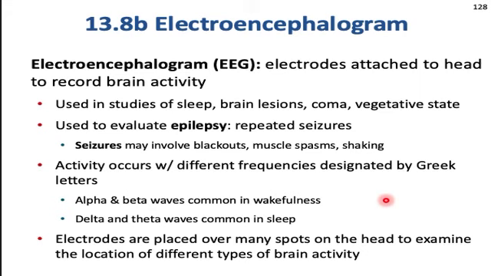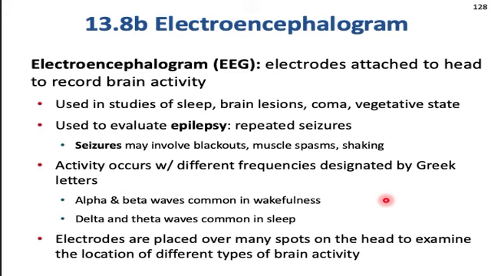An EEG is just a way to measure the electrical activity in the brain. Electrodes are applied to the cranium, and a readout is produced. They're important in studies of sleep, brain lesions, vegetative states, and so on, as well as the evaluation of a condition known as epilepsy, which includes seizures that can involve blackouts, spasms, and shaking, although not always. Okay? The seizures are termed grand mal and petit mal, depending on the type and the extensive reach of the seizure. Activity occurs in different frequencies.